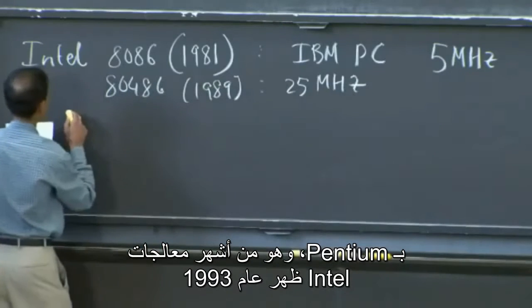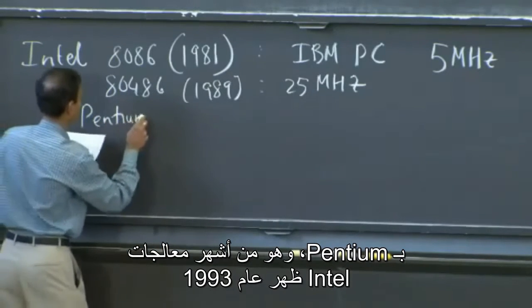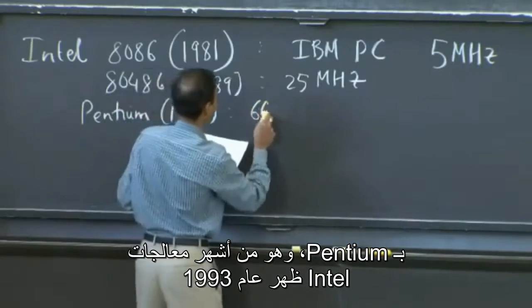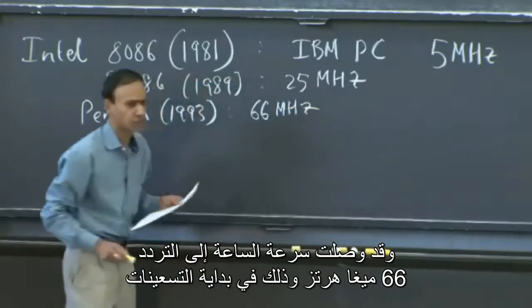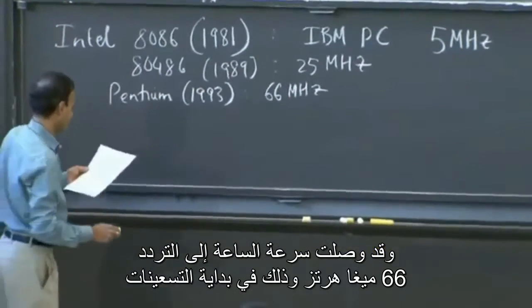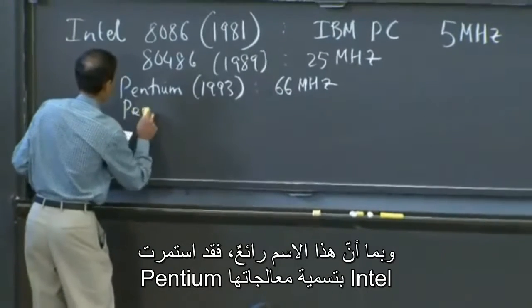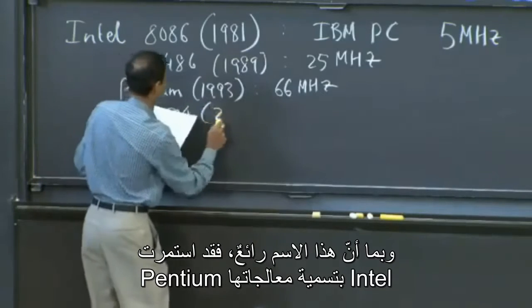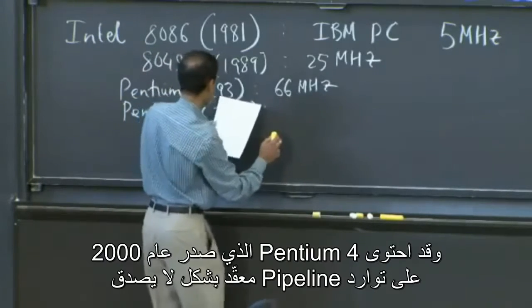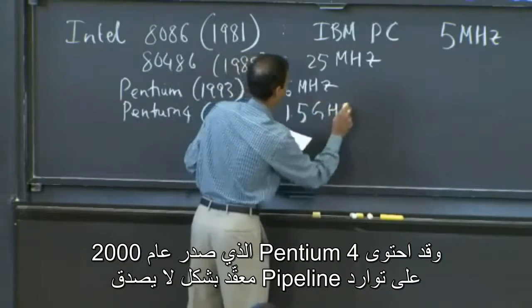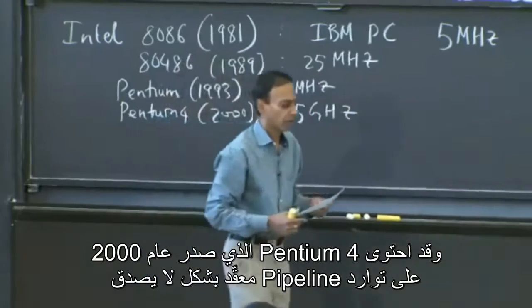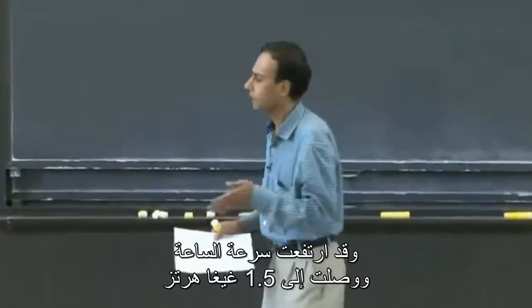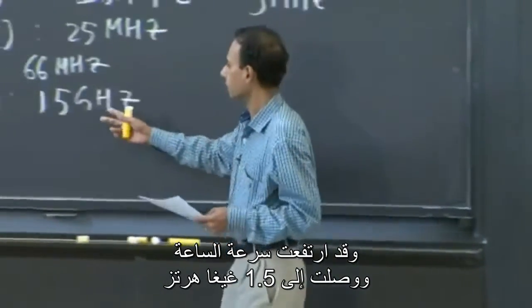So the Pentium, which is one of the more famous Intel processors, came out in 1993, and the clock speed went up to 66 megahertz back in the early 90s. And since this was just such a cool name, Intel continued to call its processors Pentium, and the Pentium 4 in 2000 had this incredibly deep pipeline where you broke up the computation into a bunch of stages. In fact, it had a 30-stage pipeline, and so the clock speed went up all the way to 1.5 gigahertz.